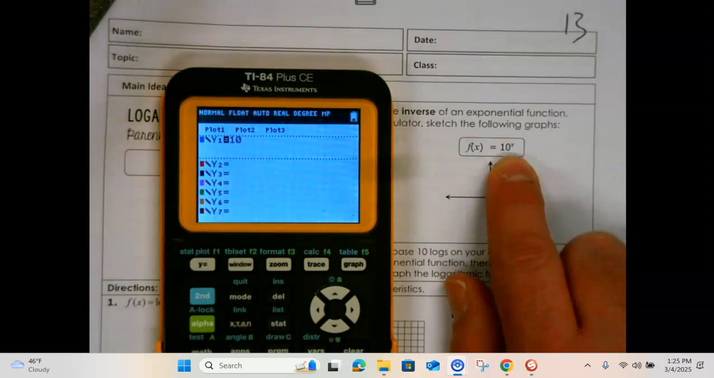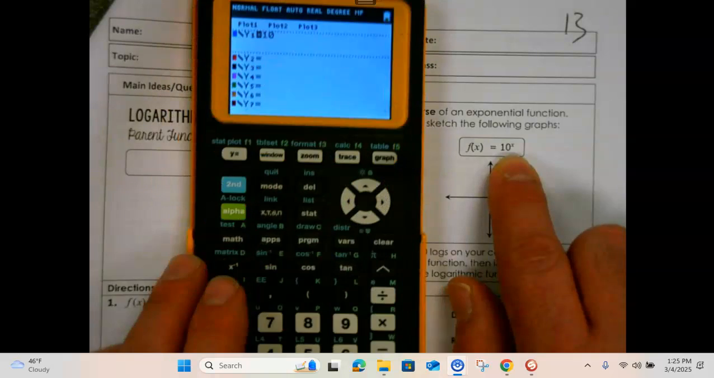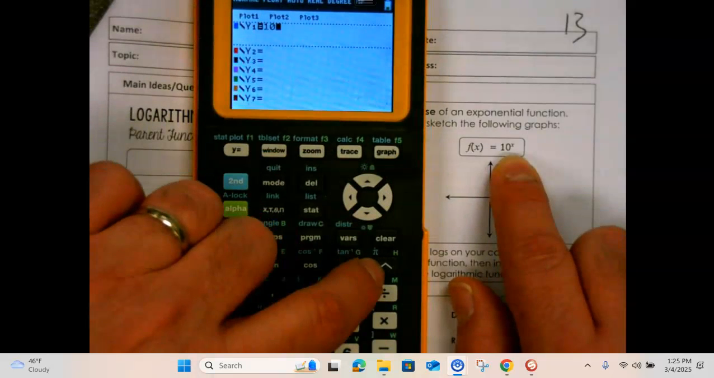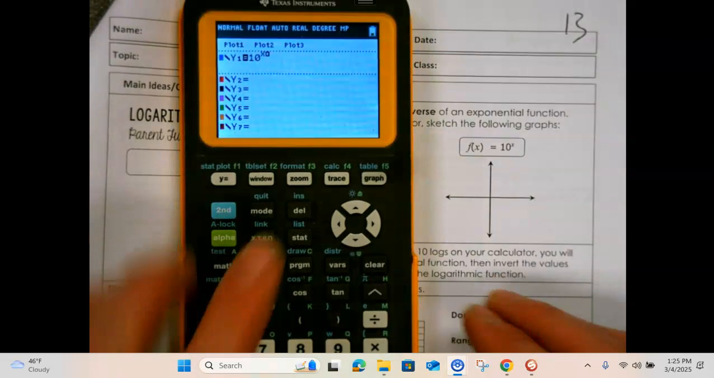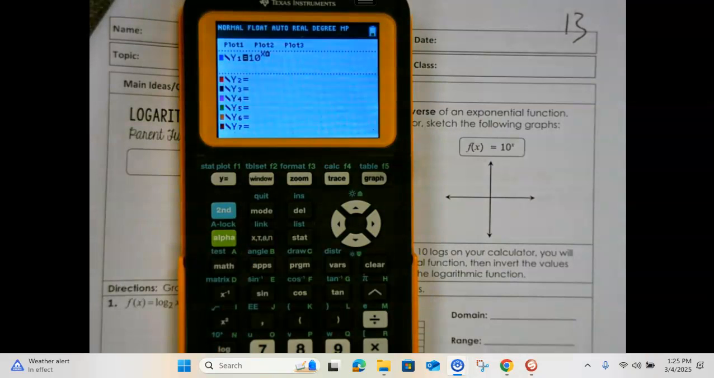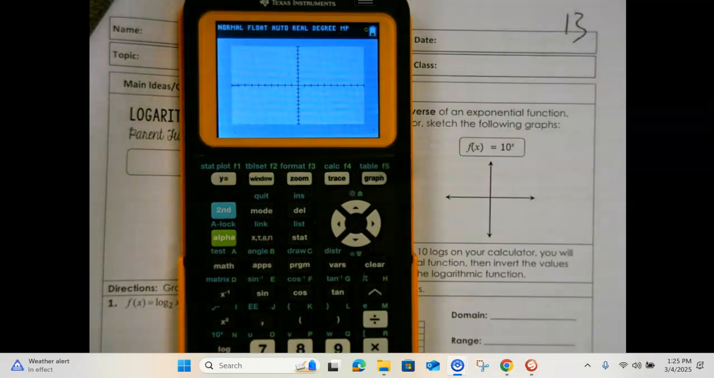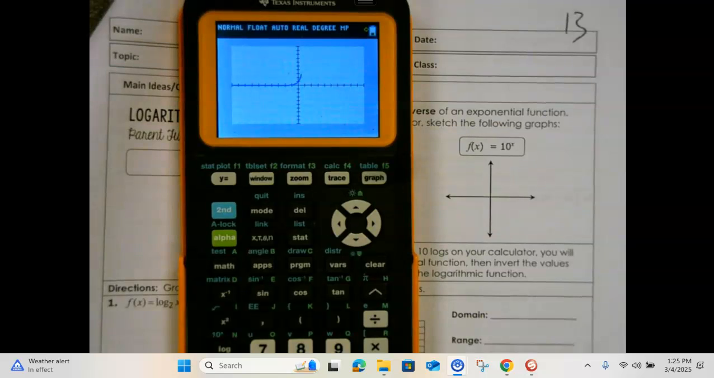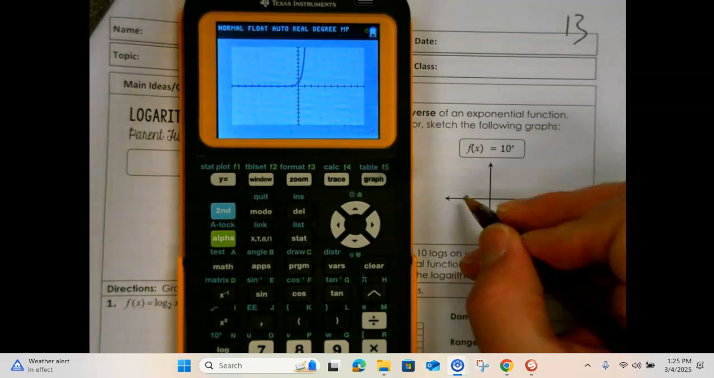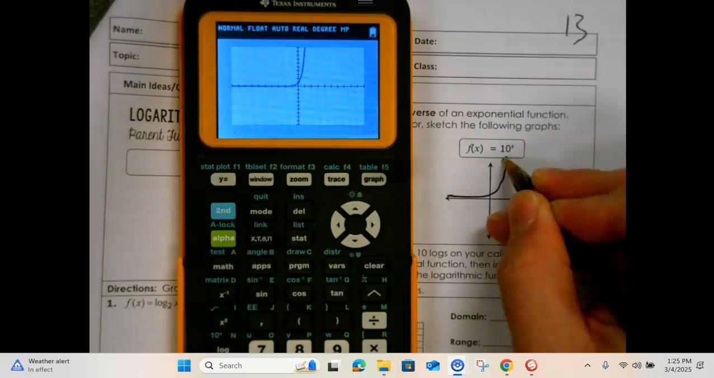So 10 to the x power. Again, there's your exponent button above the divide. So we've got to get that in there, and we're just going to take a look at the sketch of it. We're not going to get fancy here. So I look, and you're like, yep, growth, just like it was before. So growth, here it goes.